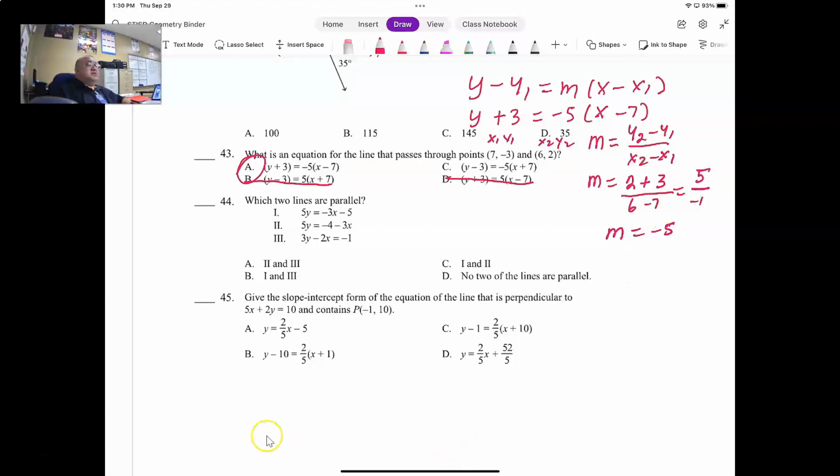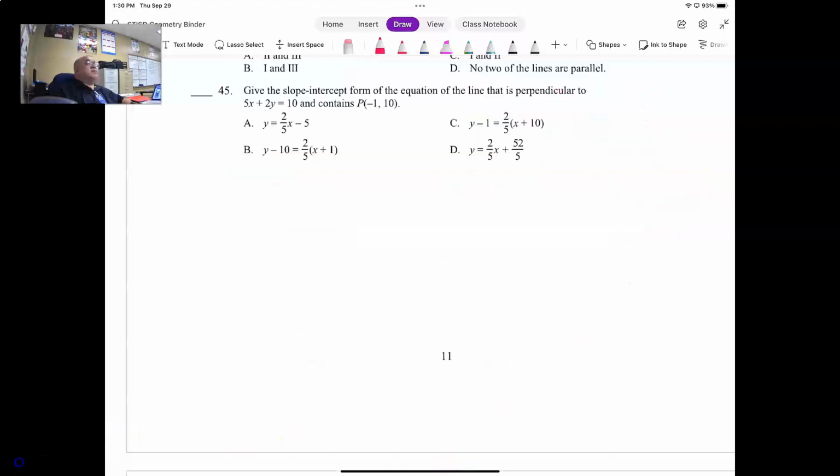So I'm giving you testing strategies, okay? Give the slope-intercept form of the equation of a line that is perpendicular. So we have 5x plus 2y equals 10, and it has to go through the point negative 1 comma 10. Remember, this is x1, y1. The problem is that we don't have the slope.